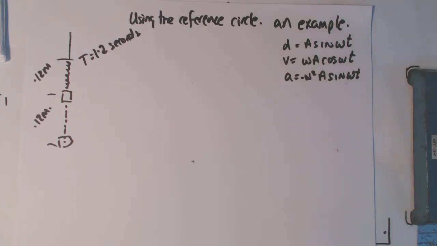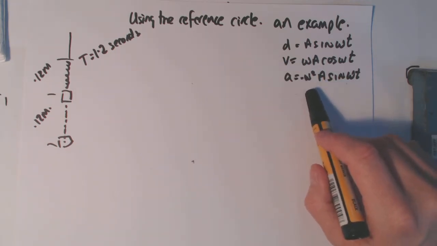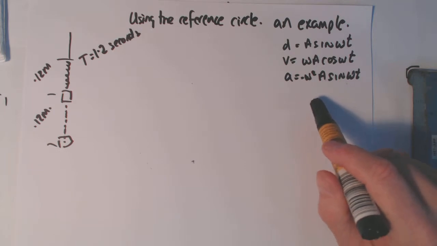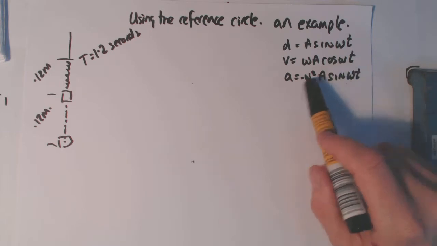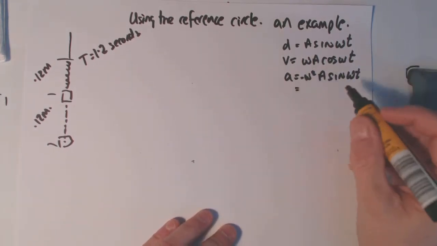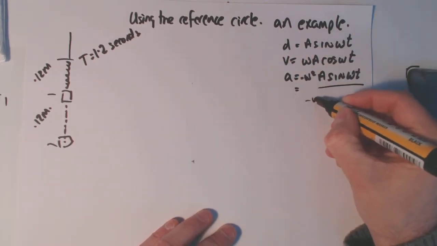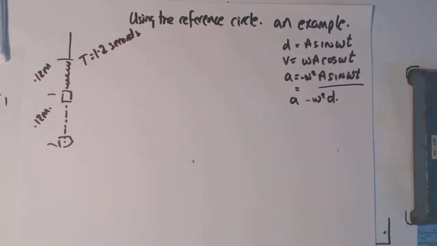All right, let's do an example with the reference circle. Hopefully you've done the video where we looked at getting the components and you've got the equations. You'll have seen them already a few times, I think, where d equals A sine omega t, v equals omega A cos omega t, a equals minus omega squared A sine omega t, which is often, because that A sine omega t is d, we often can just go minus omega squared d for a. So that's quite a simple one.